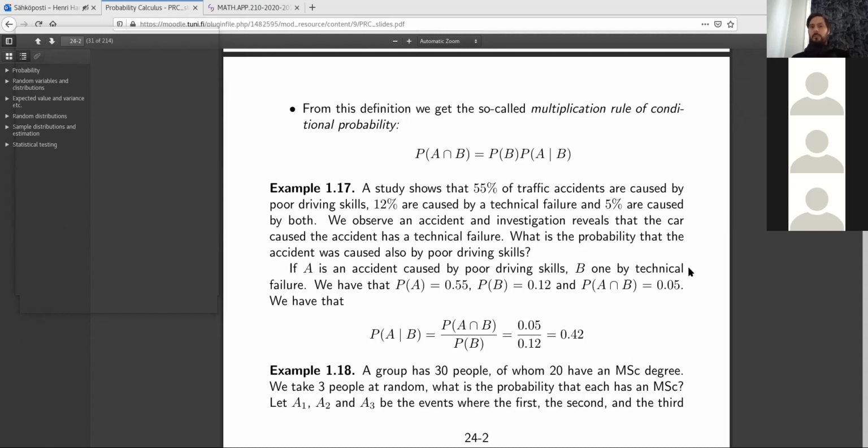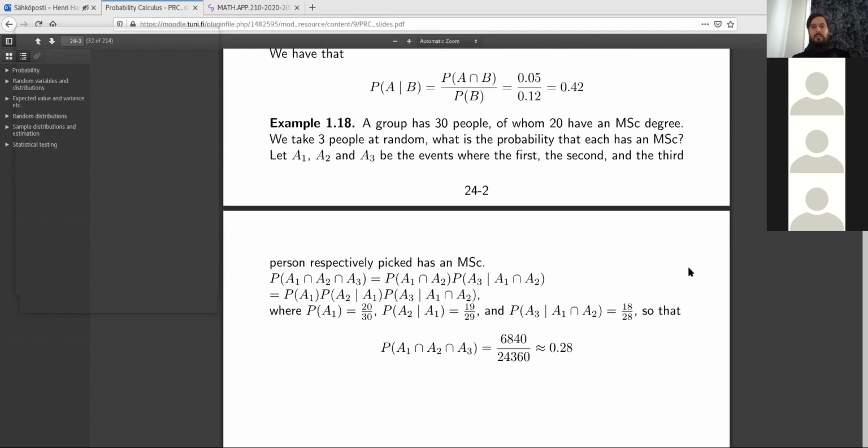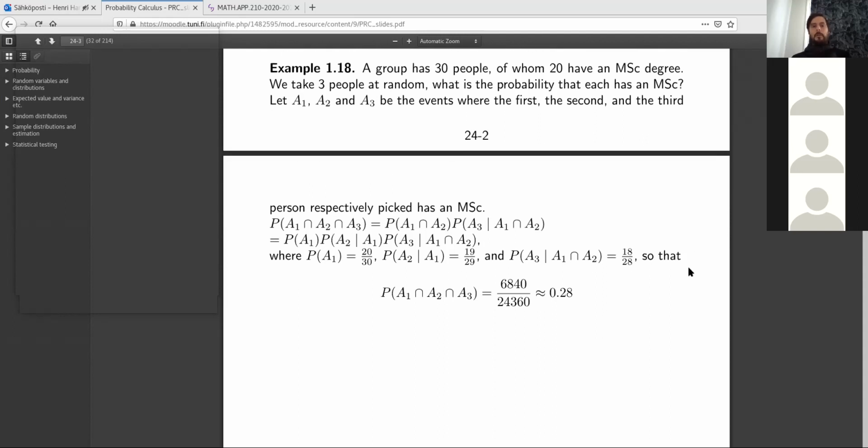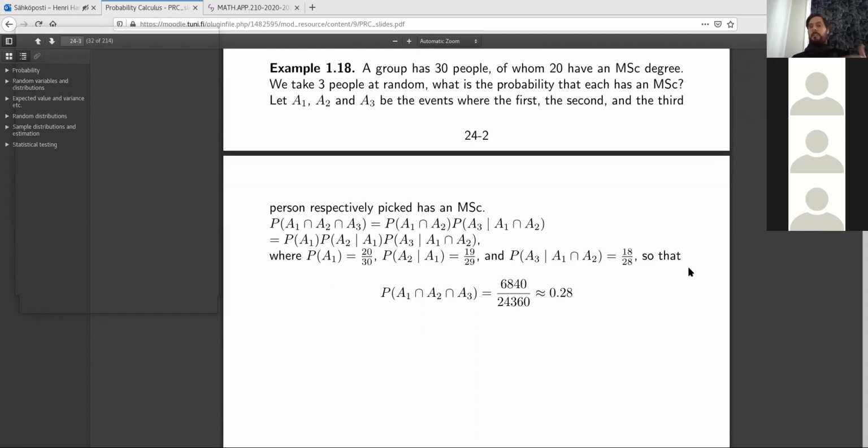I'm just going to show you something here. So first comes out the person. What is the probability that they have an MSc? Well, that's 20 out of 30. What is the probability that the second one has an MSc? And so forth. So we can express this using conditional probabilities. This is not usually the way it's used, but I wanted to show that you can actually use conditional probabilities to deduce things about combinatorics.